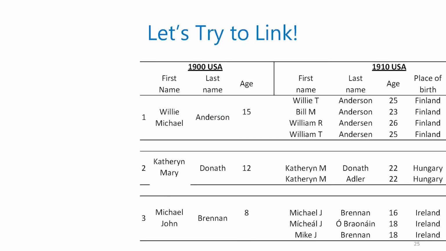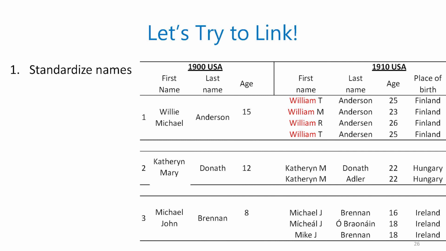Here we have 3 names, Willie Anderson, Catron Donath, and Michael Brennan, right? And in the 1910 census, we have a set of potential matches for each individual. So just take 1 second to think about who you would match, or who you think would match, if anyone would match, in this particular example.